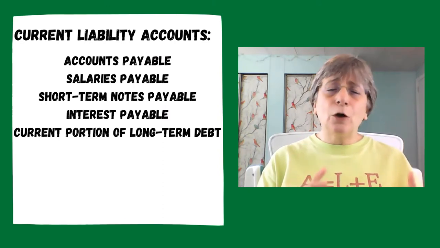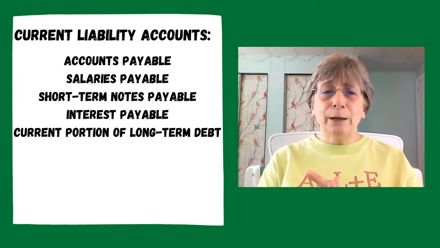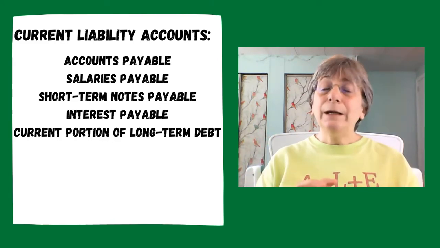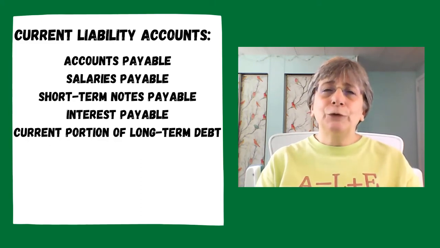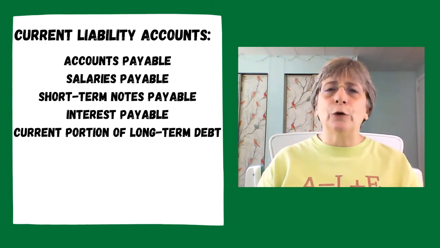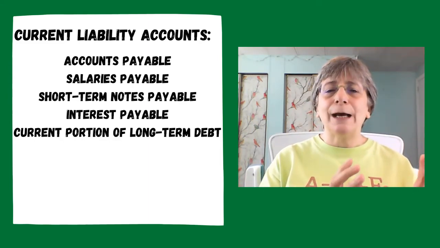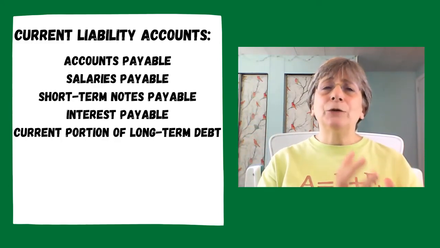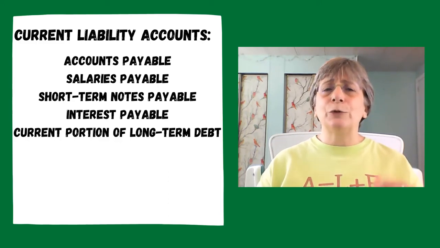So some of the common current liability accounts that we'll see are accounts payable, salaries payable, short-term notes payable, so they would be payable within a year, interest payable, and the current portion of long-term debt. So let's take that example of a car loan that stretches out over 5 years. So the current portion of long-term debt would be 1 year of that 5-year liability. So that would be considered a current liability because it's due within that year. And I'll link the video to current portion of long-term debt in the description so you can see how we figure that.